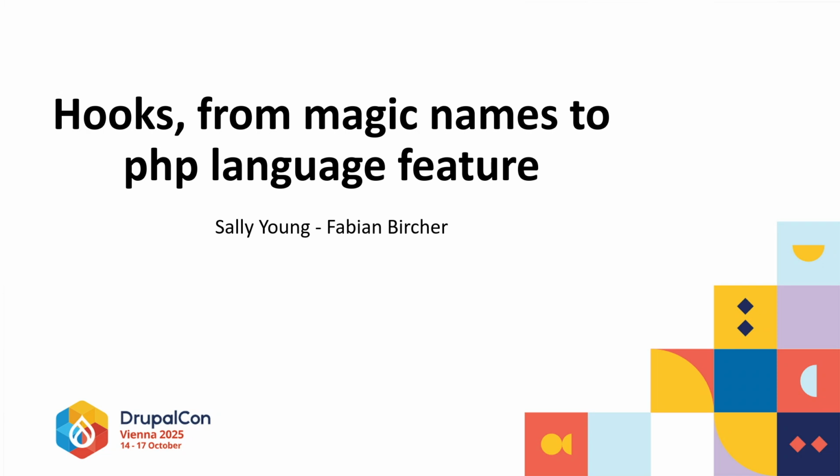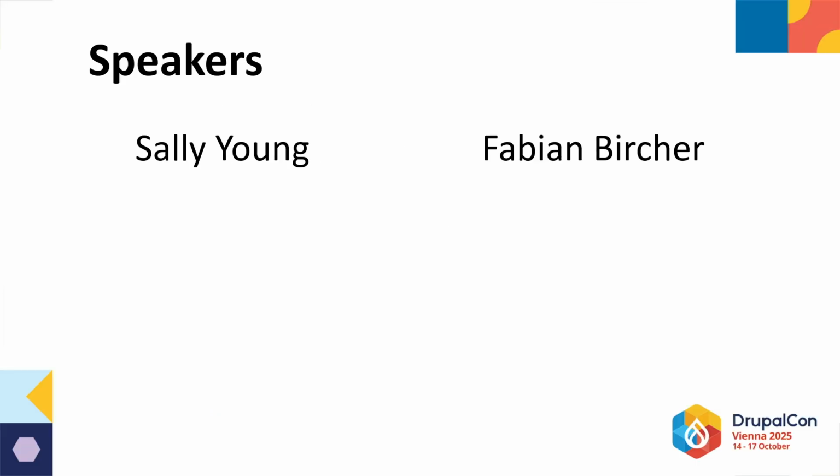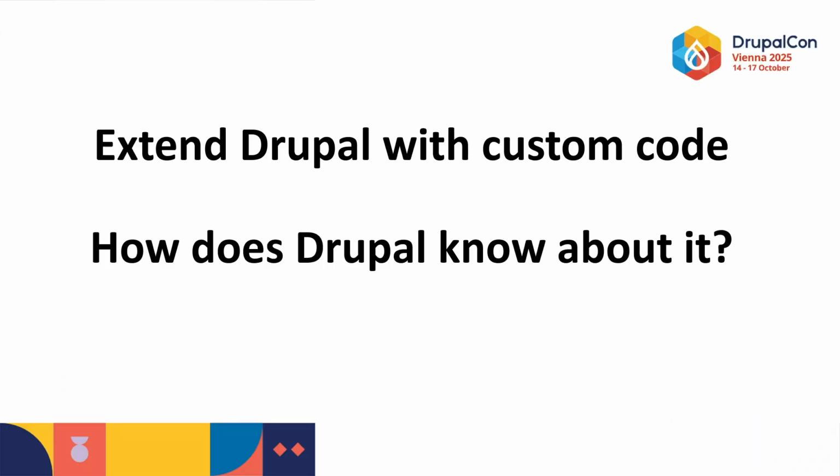This session is hooks from magic names to PHP language feature. We just introduced ourselves. What you learn in this session is how to extend Drupal with code. When you run Drupal, the index.php is where the request comes in, and then Drupal does magic and calls your code. As a developer, you want to interact with Drupal, but how does Drupal know about it?